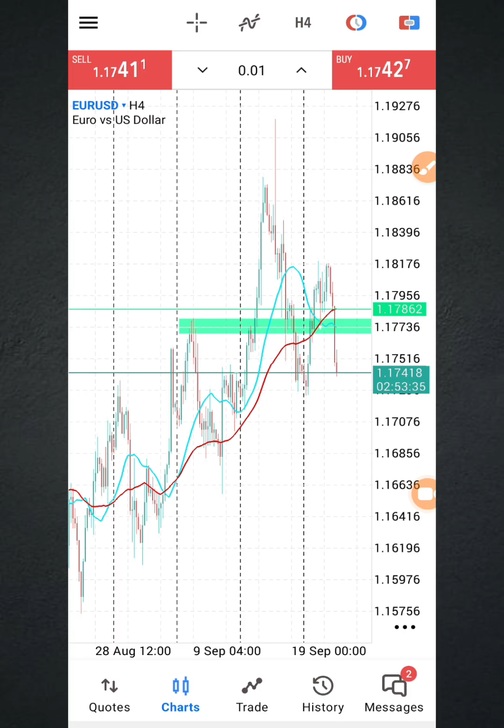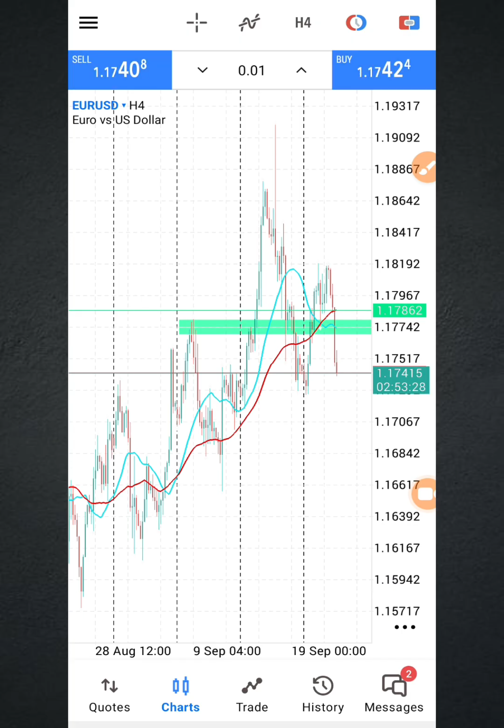But this is a very, very important tool that you need to learn how to use. And the moment you unlock that secret, you will be able to use it profitably, and it will help your trading get better.